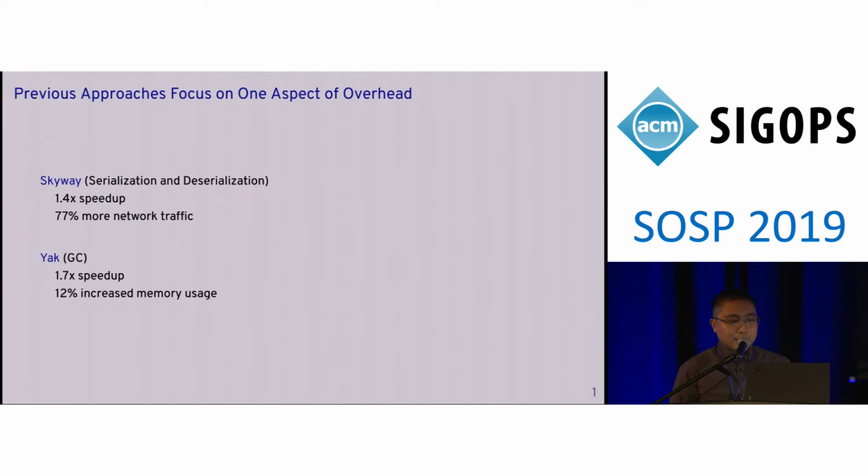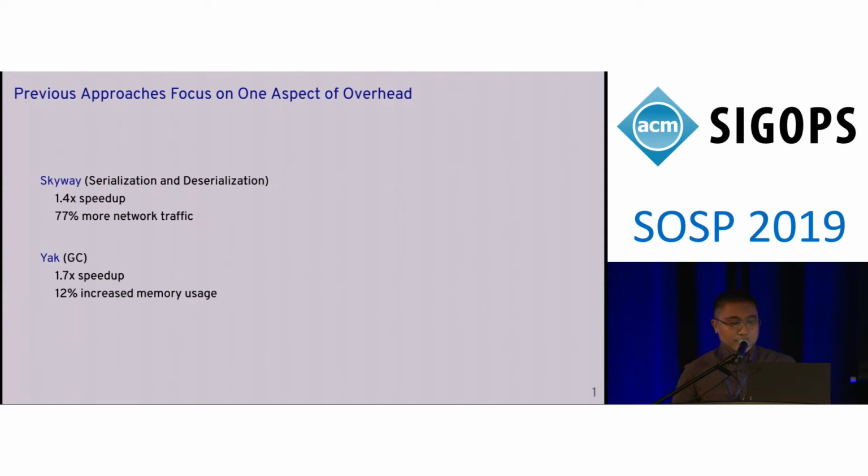For example, Skyway focused on improving serialization and deserialization in big data systems. This is the process of taking input bytes and transforming them into objects and vice versa. Skyway improved this by removing serialization and deserialization and transferring objects as is to remote heaps. They found a 1.4x speedup, but incurred a 77% network traffic overhead.